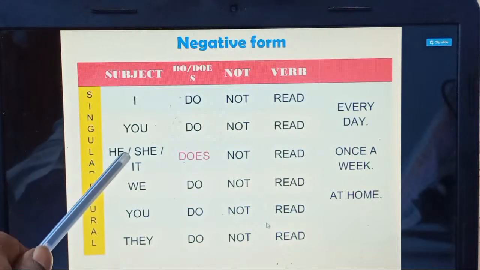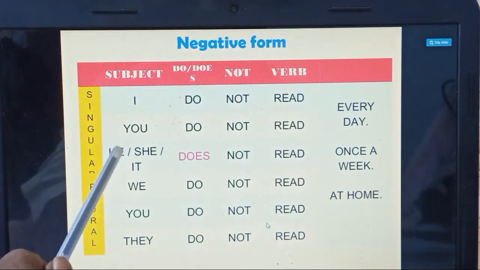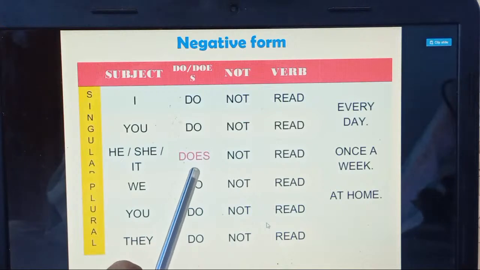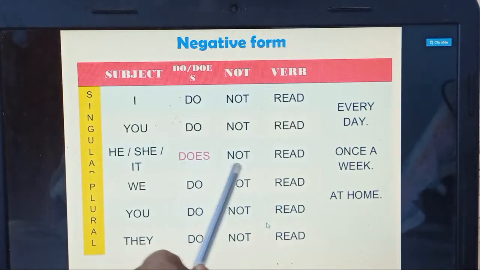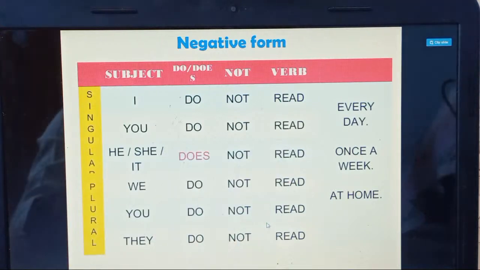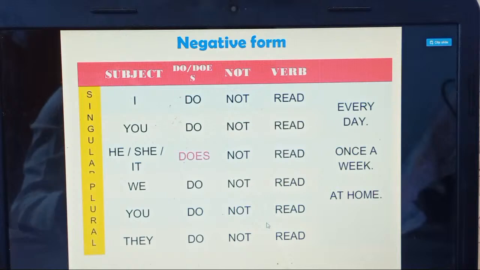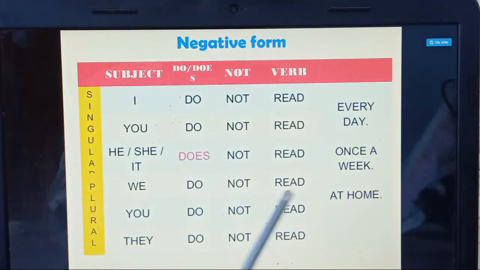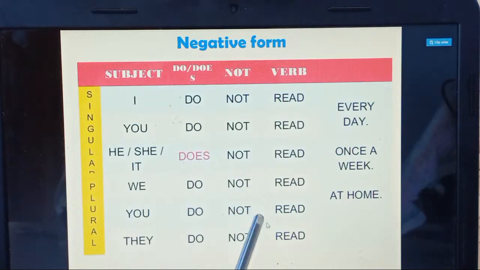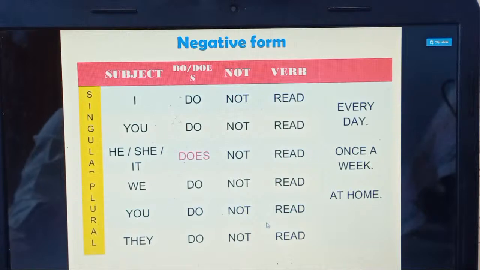But subjects చూడండి, he, she, it వచ్చింది. Subjects are he, she, so here it comes, does. He does not read once a week. She does not read once a week. It doesn't read once a week. We do not read, you do not read, they do not read. I hope you understand the difference.